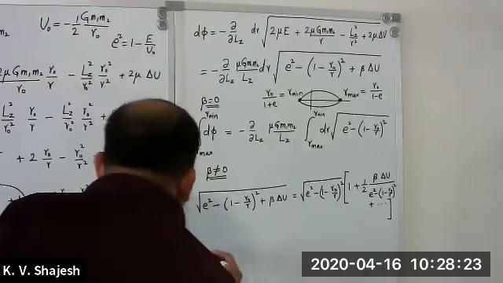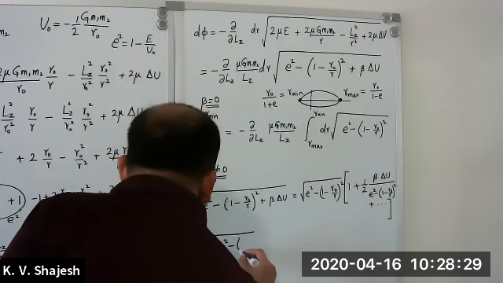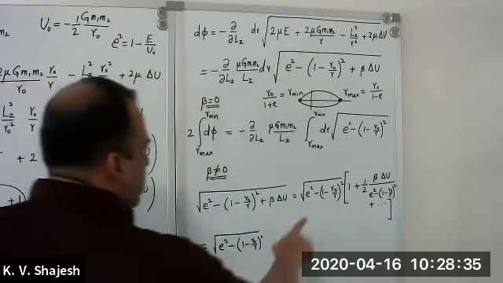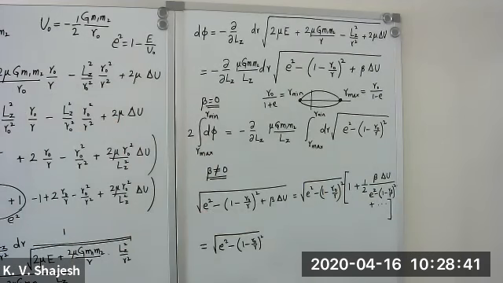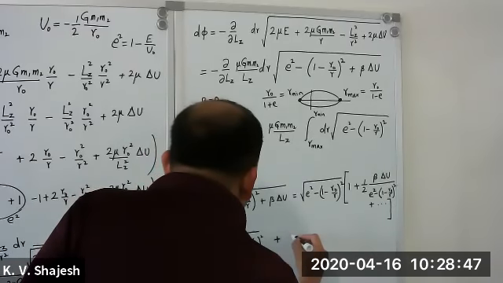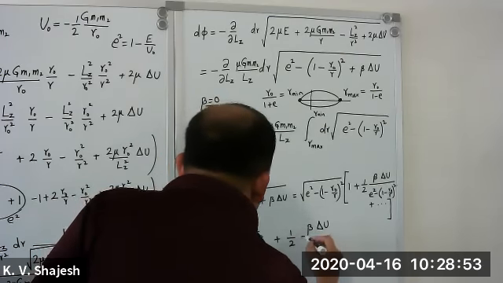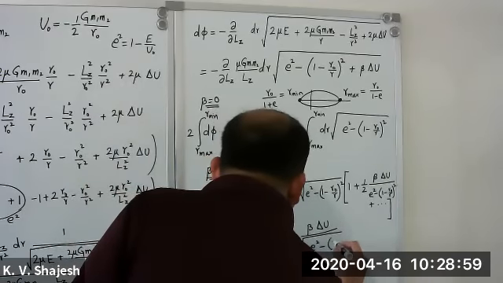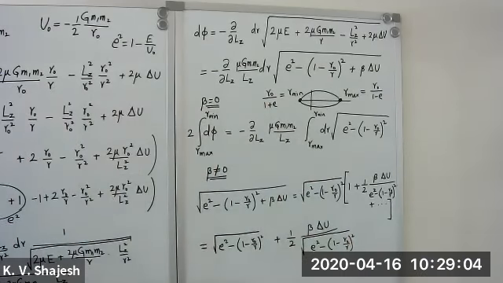Okay. So what is that equal to? This is the same as e square minus 1 minus r naught over r the whole square. That's the first term. The second term is identical in the numerator and the denominator. The numerator has a square root, the denominator does not have a square root. So this can be written as plus 1 by 2 times beta delta u over square root of e square minus 1 minus r naught over r the whole square. With me?